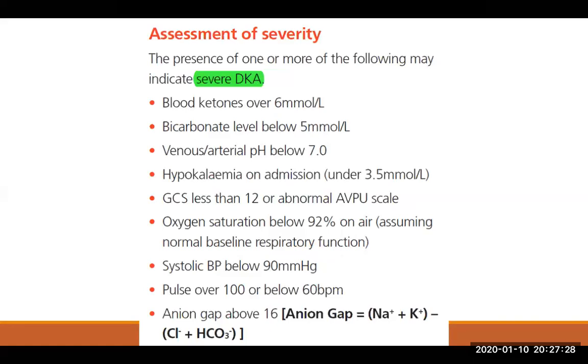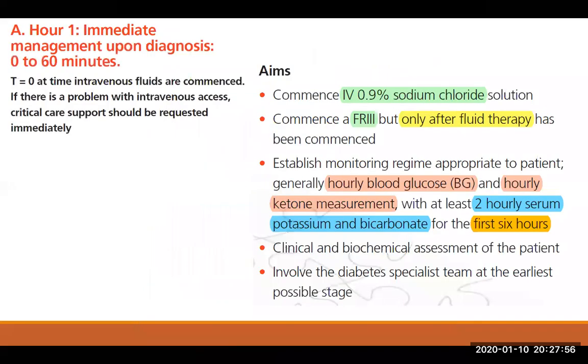The most important one in the hyperosmolar state is pH less than 7.1. This is one of the differences. Another one, not hypokalemia alone can classify hyperosmolar hyperglycemic state as severe, but hyperkalemia, if serum potassium is more than 6, it can be classified as severe hyperosmolar hyperglycemic state. And we will discuss it later.